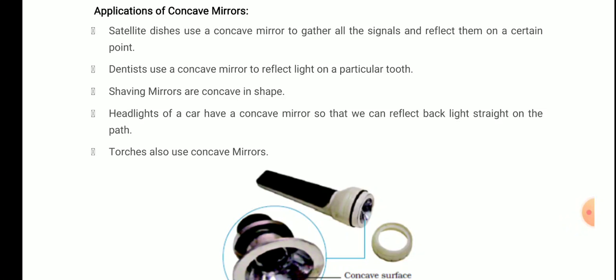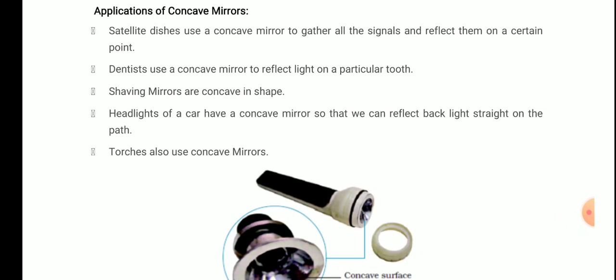In the previous video of the chapter light, we were discussing laws of reflection, types of reflections and the types of images. In the laws of reflection I told you the two laws are very important. The first one, that the incident ray, reflected ray and the normal to the mirror all lie in the same plane, and the second one, that the angle of incidence is always equal to the angle of reflection.